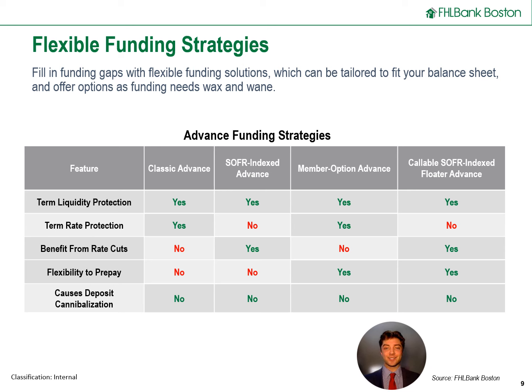With CDs and money markets, your customer holds the option to call their funds back. But with the member option advance and callable SOFR index advance, you hold the option. And you get to cancel the advance at preset intervals, meaning if loan demand is lower than expected, you retain the flexibility to put the funds back. So not only can you add funds without causing deposit cannibalization, puttable advances allow you to reduce funding just as painlessly.